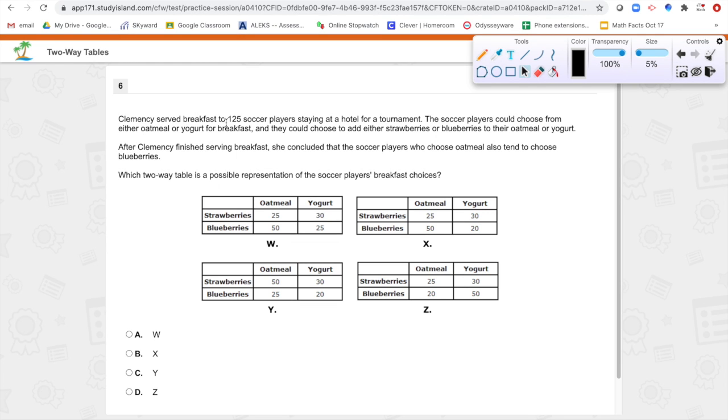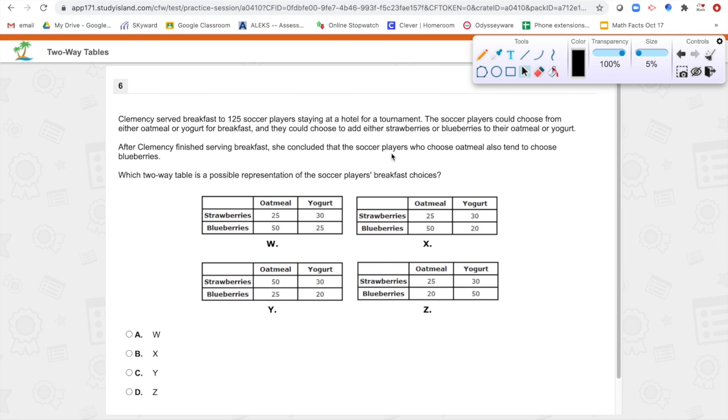All right, Clemency served breakfast to 125 soccer players. So all the numbers in the table have to add up to 125. That's going to come into play a little bit later on. The soccer players could choose from either oatmeal or yogurt for breakfast, and they could choose to add either strawberries or blueberries to their oatmeal or yogurt.